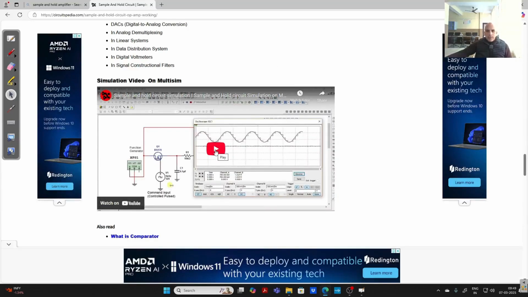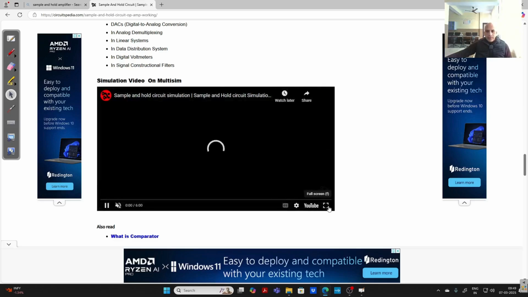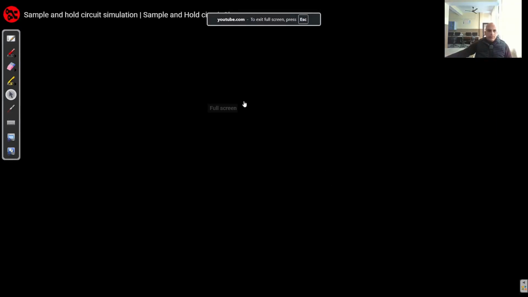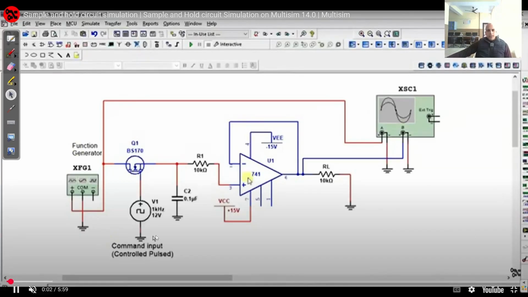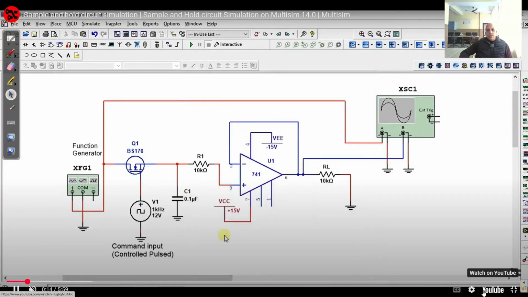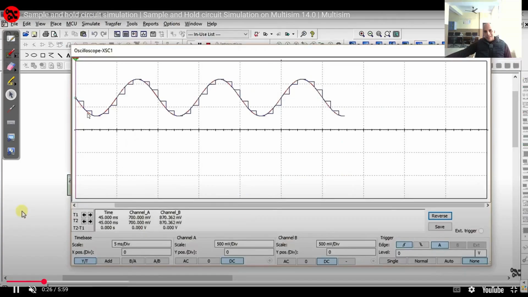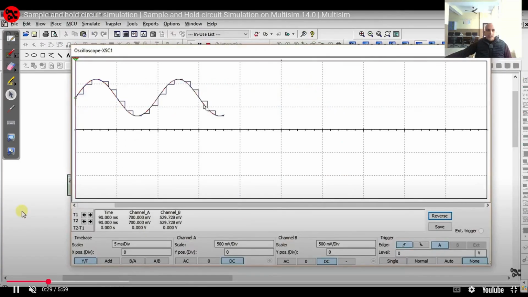You can see a simulation of a sample and hold circuit. This is the circuit, and this is the oscilloscope. As I told you, we have applied all these values here. So when you see the waveform, we have put different values of capacitors and supply voltages. You can see here whatever waveform we have seen. The red waveform is input and blue is output. So you can see how the samples are being taken.